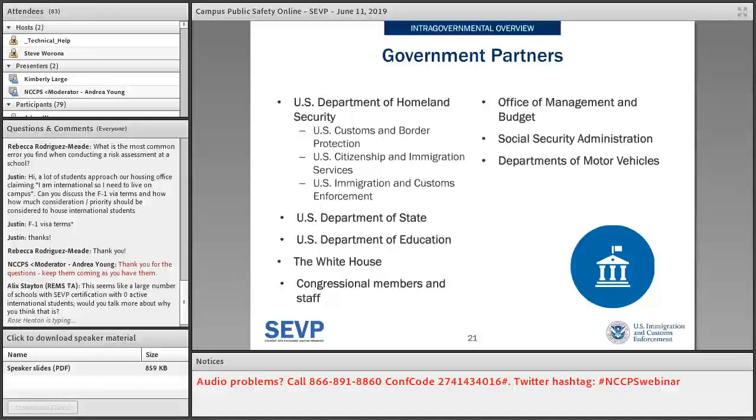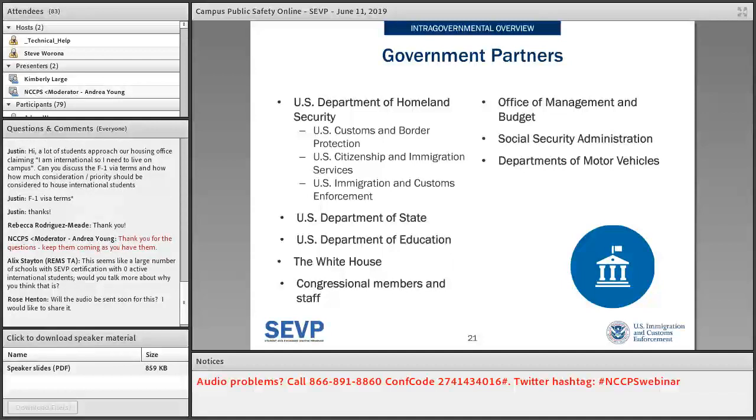But then we also work with, say, Department of State, so Consular Affairs or Education USA, if you've heard of them. Other government agencies, and things to point out would be like Social Security and Department of Motor Vehicles, because international students, if they do end up getting a job, would need to work with Social Security, and they are authorized to drive in most states, so there are benefits that they have as well.